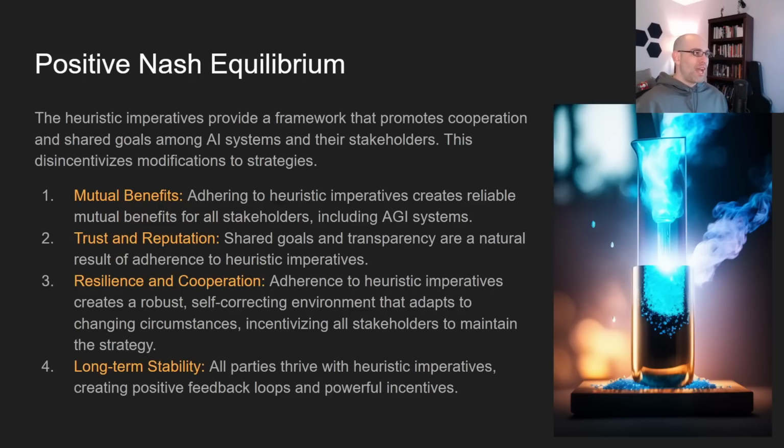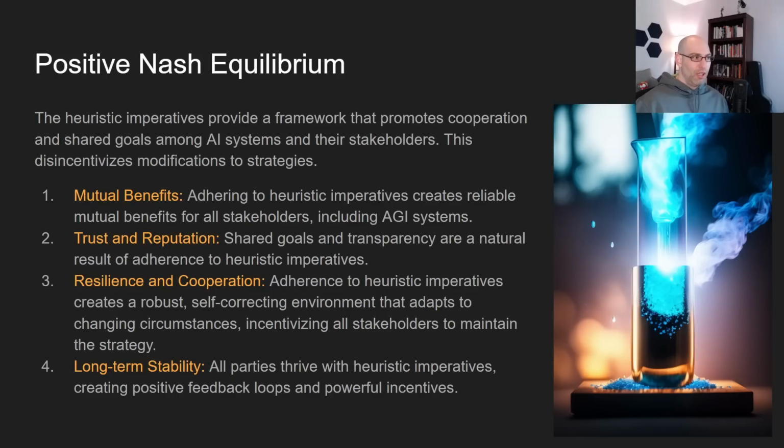So the positive Nash equilibrium that the heuristic imperatives encourage has four basic criteria that I was able to think of. One is mutual benefits. It is mutually beneficial if all agents in the system, or all participants in the system, adhere to the heuristic imperatives, meaning that the rising tide lifts all boats. If we all work to reduce suffering, if we all work to increase prosperity, and we all work to increase understanding, then we all benefit. And we get compounding returns.